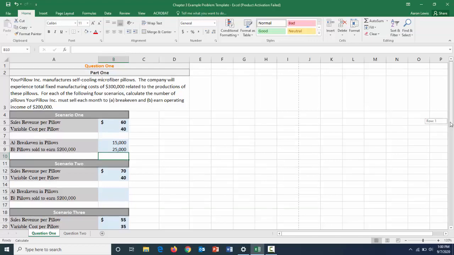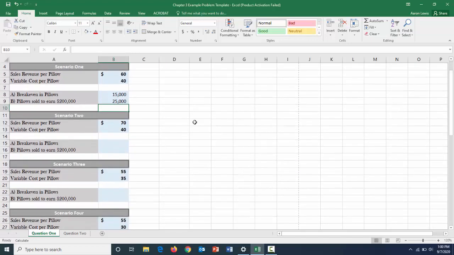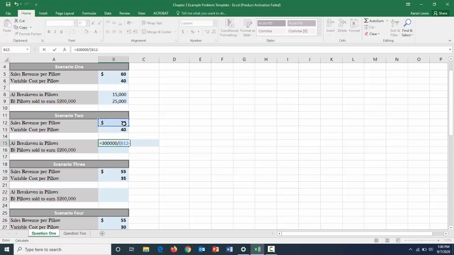Moving on down to scenario 2, it's the same question, but now our change is what we're going to sell it for and how much it's going to cost us to produce. Now we're going to sell it for $70 instead of $60, and it's still going to cost us $40 to produce each pillow. So to figure out our break-even in pillows, we again take our $300,000 in fixed costs and divide that by our contribution margin, which is equal to the difference between our sales revenue and our variable cost per pillow. At this price point, we're only going to have to sell 10,000 pillows to break even.